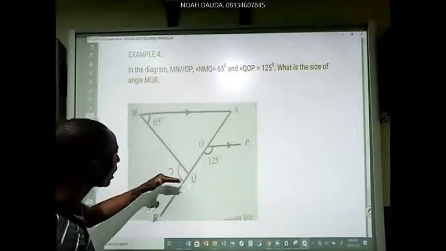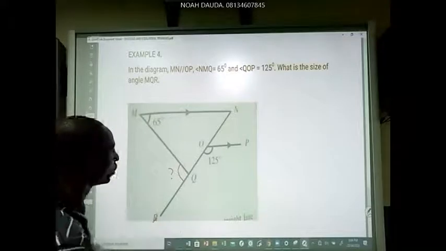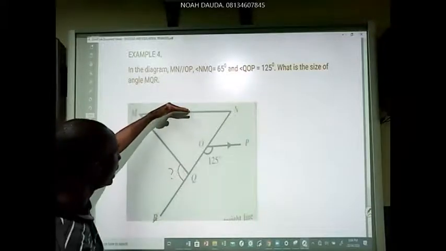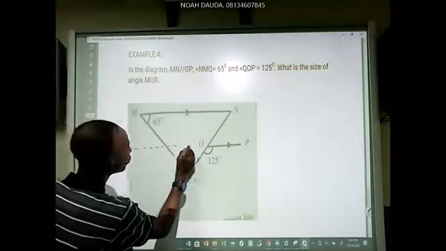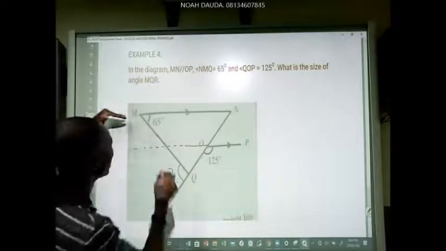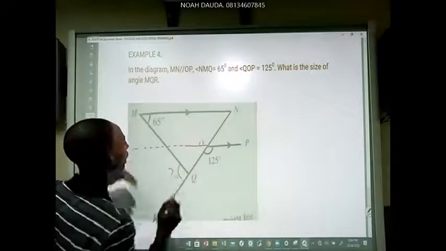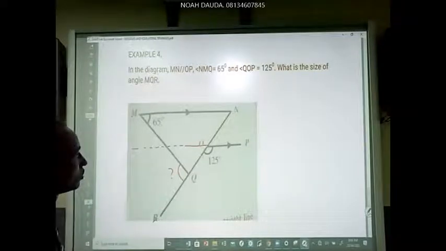Now, if you have to determine this angle, the question you need to ask yourself is, how would you go about it? This line and this line are parallel. You can also decide to extend your line. So if you extend these two lines, you have a parallel line. And this is exactly your mission. So you can easily do something fantastic here.